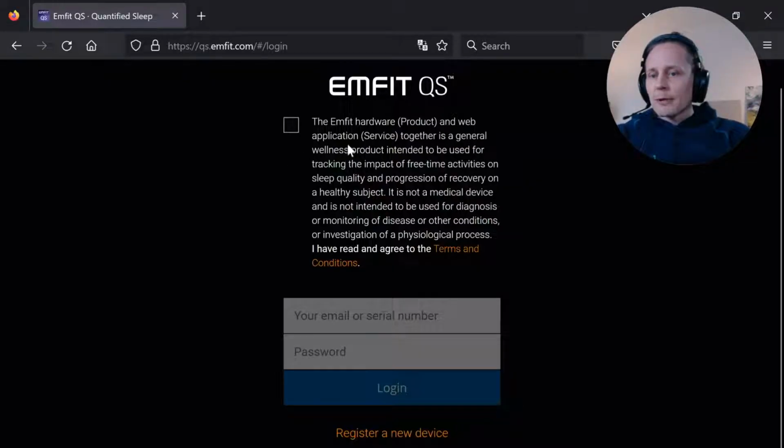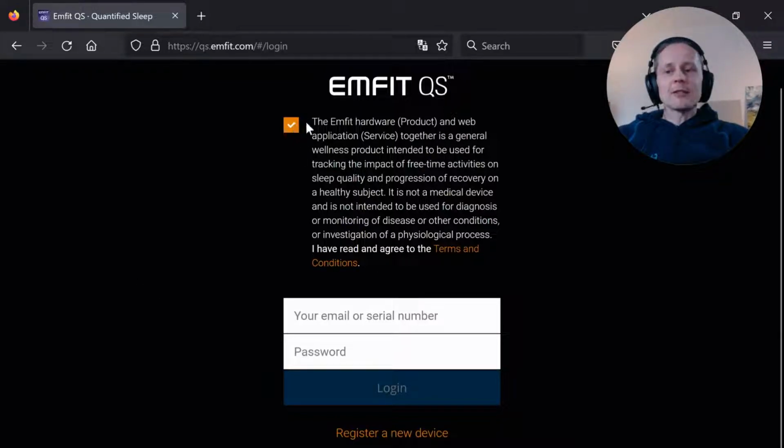The Emfit hardware and web application together is a general wellness product intended to be used for tracking the impact of free time activities on sleep quality and progression of recovery on a healthy subject. So this is for healthy people. It is not a medical device and is not intended to be used for diagnosis or monitoring of disease or other conditions or investigation of physiological processes.